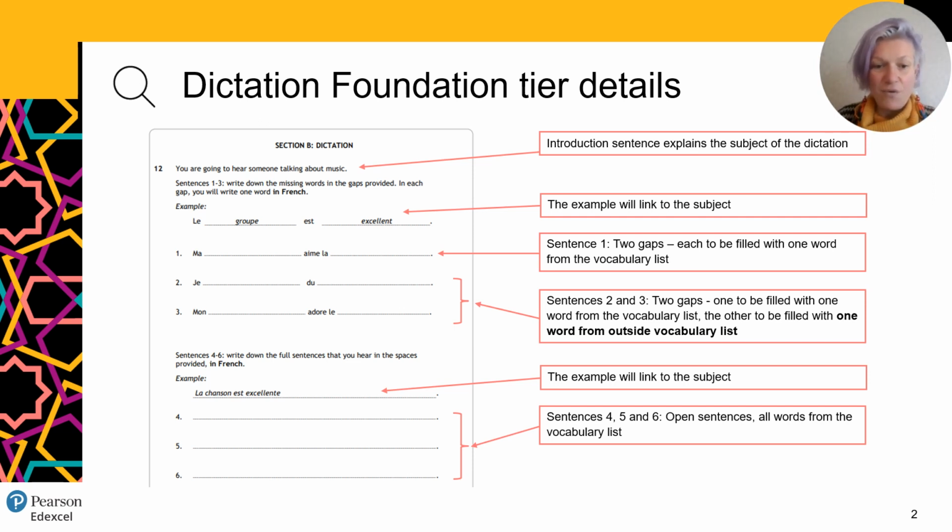Then for sentences 4, 5 and 6, those are your completing of a full sentence. So you're ramping up the demand a little bit there. So these are prefaced with a second example that shows the student what they have to do. And then you've got your 3 open sentences, all of which contain words that only come from the vocabulary list.